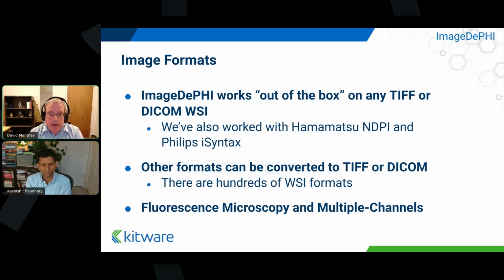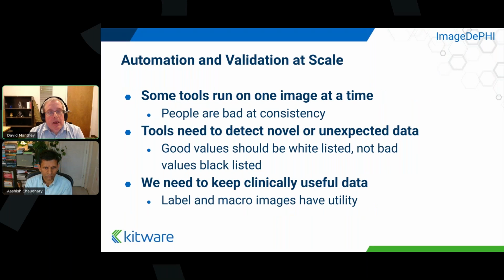And all the images I'm showing today happen to be bright field images of hematoxylin and eosin stains, but we work with any images regardless of the image modality. So fluorescence microscopy that could have multiple channels, like different protein expression channels, or you could have Z-stacks or time series, and our software works with those. So this is something where it's not just the common H&E slides, but if you had other slides, we can work with those as well. And I mentioned that some of this is to do it at scale. So we have automation and validation at scale.